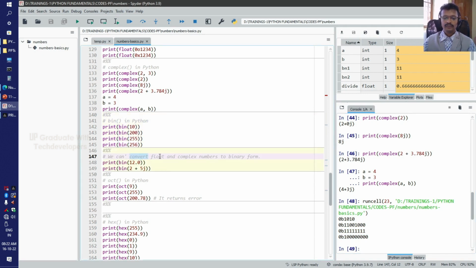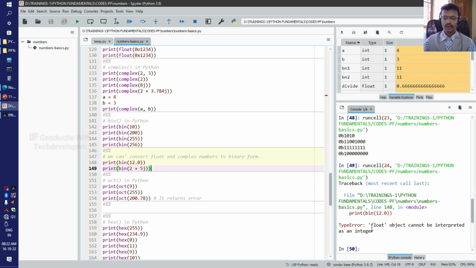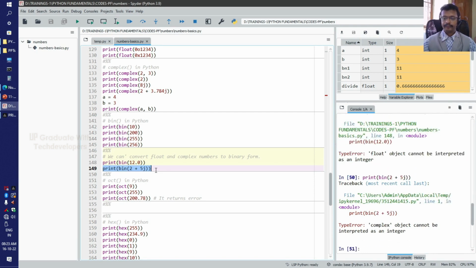We cannot convert float and complex numbers to binary form. If we try to create a binary number with floating point and complex numbers, we will get an error. Float object cannot be interpreted as an integer, and similarly complex number cannot be interpreted as an integer.